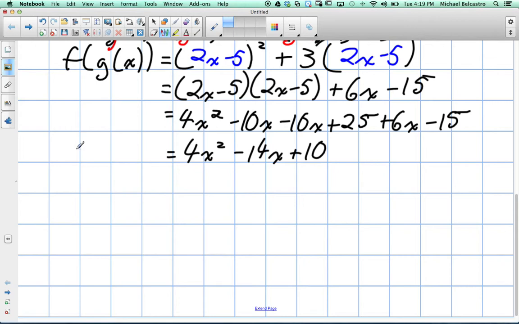So this is it, and I'm going to call it a new function. They called it y, or we could call it h of x, or y is equal to, essentially the same thing here. Okay. That was the first step.